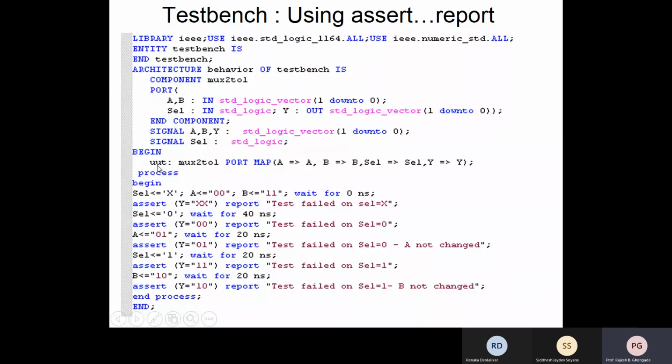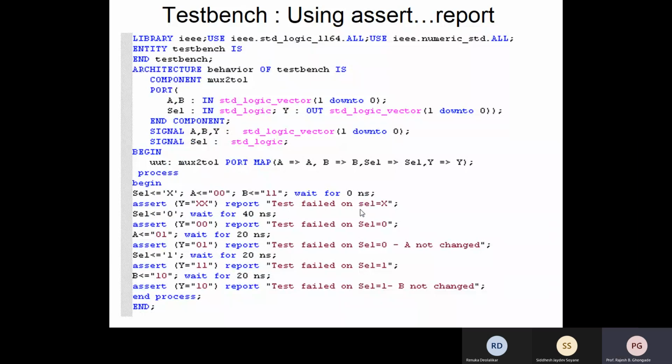Component instantiated here. Now I'm writing a process where cell is don't care, A is 0, 0, B is 1, 1, wait for 0 nanoseconds. That's fine. I'm generating the conditions. Assert y is, if y doesn't change, this is y is not equal to xx, you have to report that the test has failed on cell which is don't care.